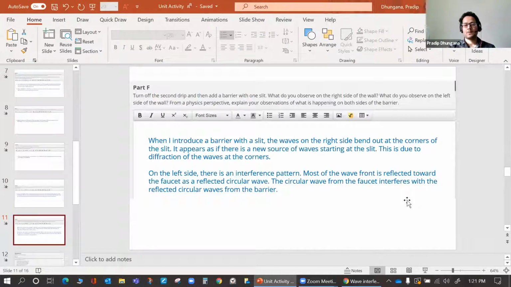So that means on the right side, where we put the slit, light bends at the corners, and this bending phenomenon is diffraction. So you can say we see diffraction of the waves around the slit. But on the left-hand side we still see an interference pattern. It's because some of the waves will reflect, and then the reflected wave and the wave that comes from the water dripping meet each other and interfere.